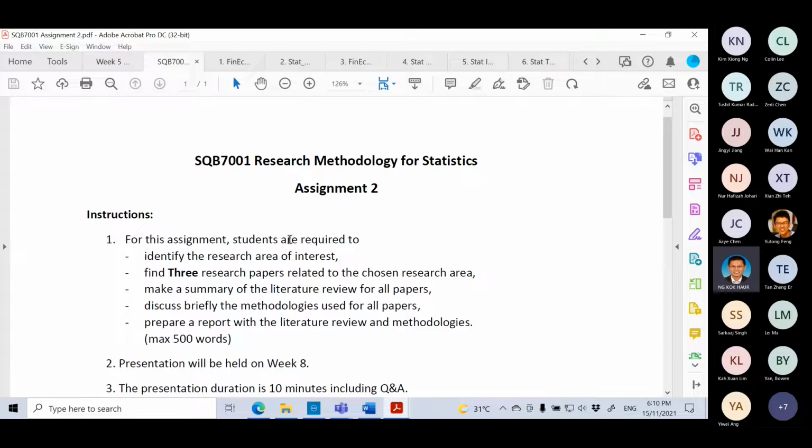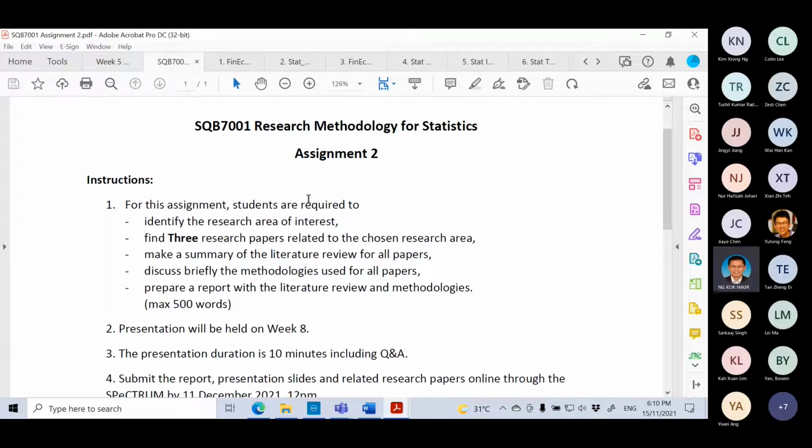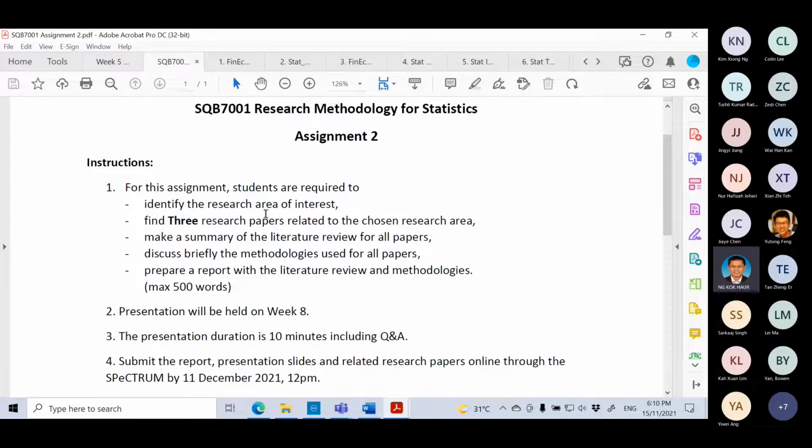So before I start with the literature review part, for assignment number 2, the first thing is to identify the research area of interest, what you are going to work on. For your assignment number 1, you can have one research area. For assignment number 2, if possible, you will use the same research topic.